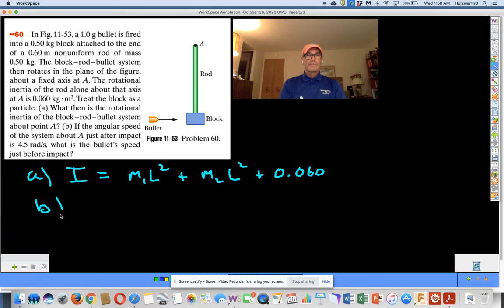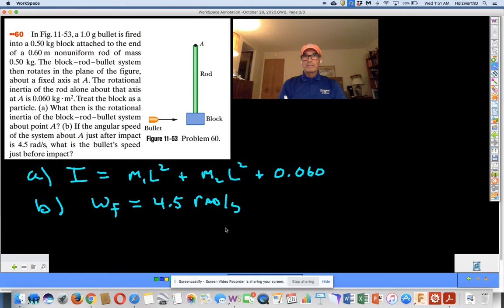Part B, if the angular speed of the system about A just after impact is, well, that's nice of them. So they give you the final angular speed after the collision of the bullet with the block. So it's 4.5 radians per second. All right. So what is the bullet speed? This is similar to the previous problem, where you're going to apply conservation of angular momentum.